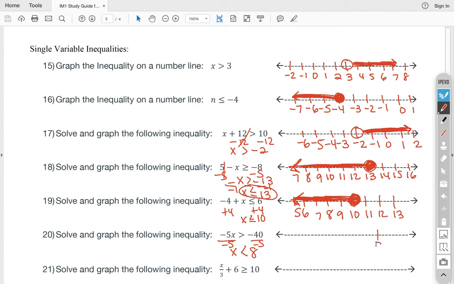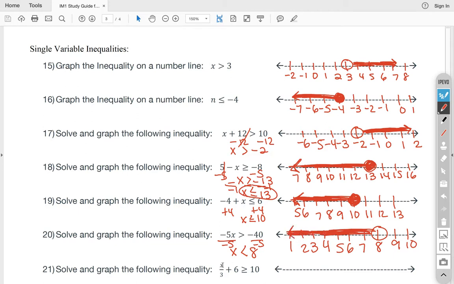So we have 8 and 9 and 10. Smaller would be 7 and 6 and 5 and 4 and 3 and 2 and 1. So less than 8. Circle the 8. And all the numbers get shaded that are less than 8, but not equal to it.